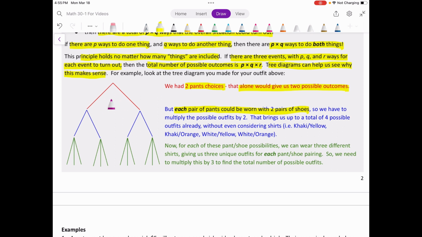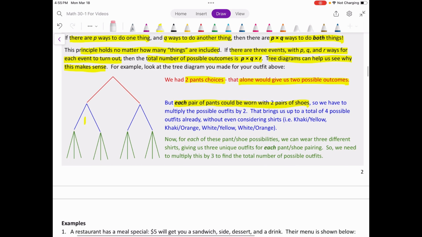multiply the number of outfits so far by 2, right? Because for each of those pants choices, we can pair it with 2 pairs of shoes. So that takes us from 2 outfits so far to already now 1, 2, 3, 4, right? Notice here for each pair of pants, there are 2 pairs of shoes we could wear with it. And that's why we're going to multiply by 2. For every pants option, there are 2 shoe options, giving us 2 times 2, or 4 possible outfits already, without even considering shirts yet, right?